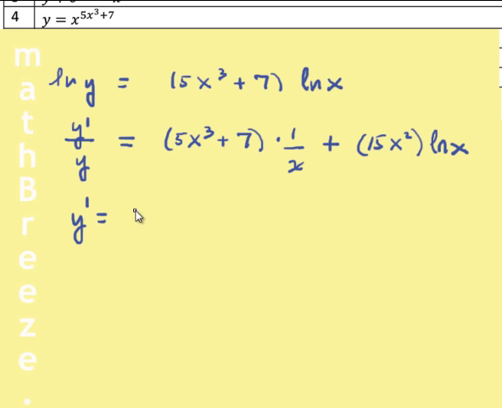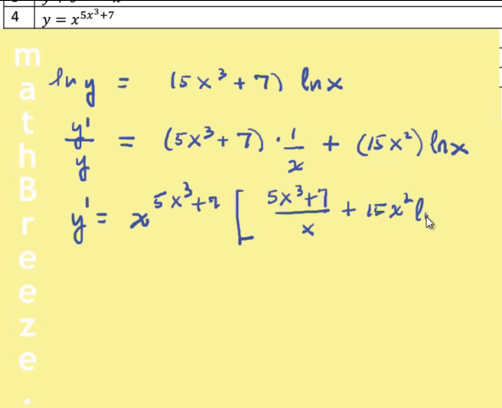I'm going to write, for y, x to the 5x cubed plus 7, multiplied by 5x cubed plus 7 over x plus 15x squared ln x.